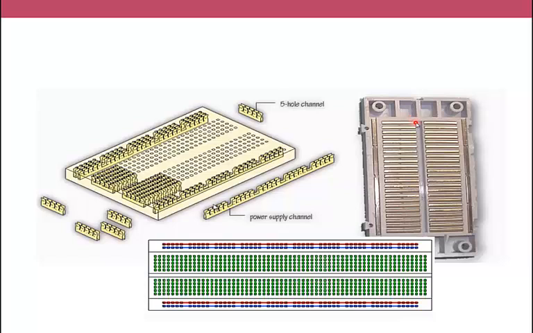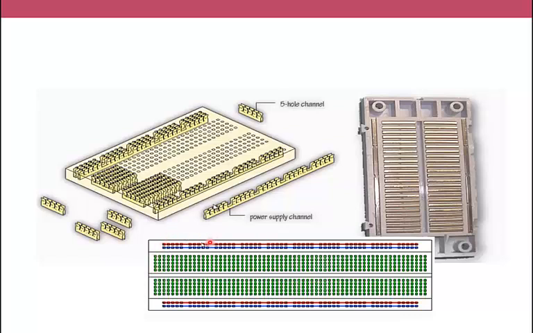As you see here, we have 5 pins or 5 small holes: first, second, third, fourth, and fifth. These 5 are connected together as they share the same conductor. The same applies for the second line, third line, and so on. But the first line and second line are not connected together. Second and third are not connected, but each of these 5 are connected together.